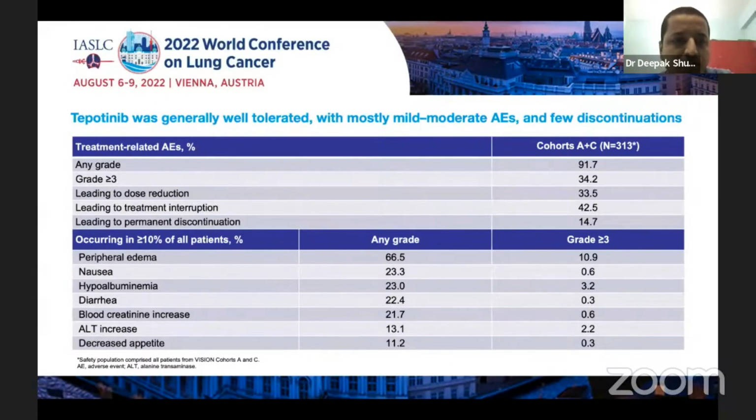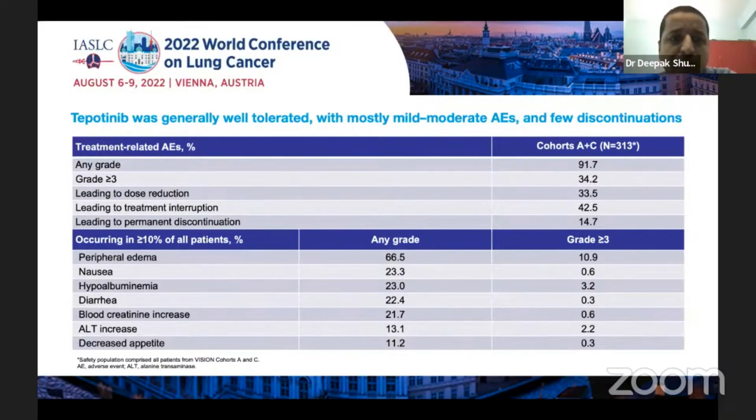The most common side effect of any grade was peripheral edema, and this was also the most common grade 3 side effect. The grade 3 side effects subsequently more common were hypoalbuminemia and ALT increase, while other side effects like blood creatinine increase, which is possibly a class side effect also seen with capmatinib, was greater than grade 3 in less than 1%.